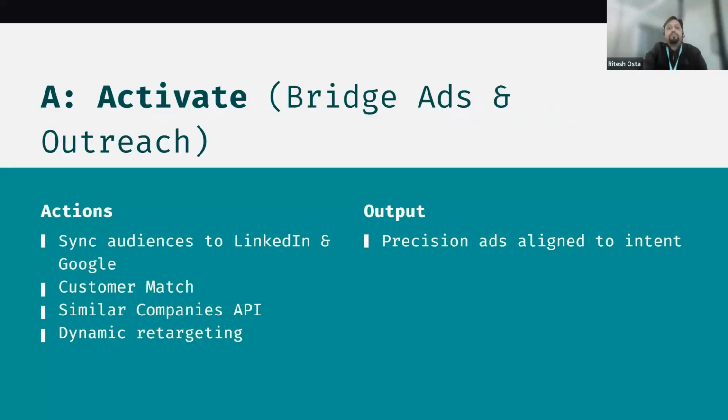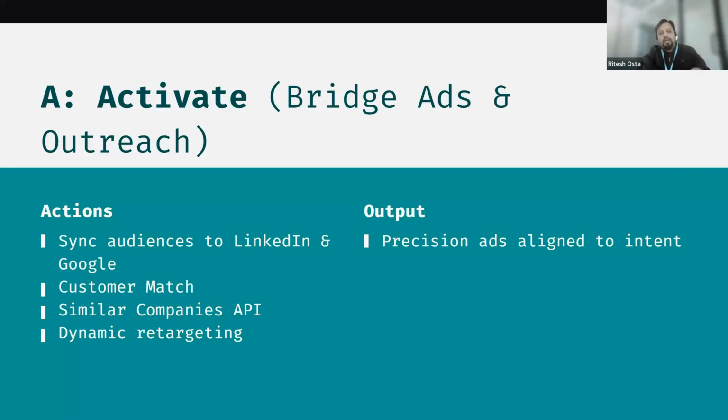And then it is activation. Activation here means bridge ads and outreach. So run ads and do outreach, right? Sync audiences to LinkedIn and Google ad account, do customer match ads. So all these tier one accounts can be a simple customer match account, and then you run ads to that. You can find similar companies using a similar companies API to find similar accounts out there in the market.